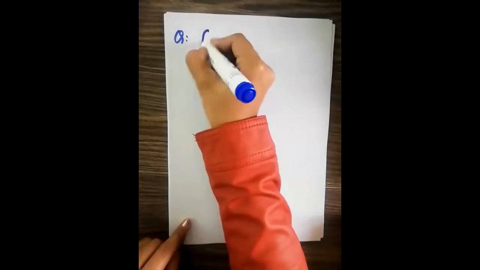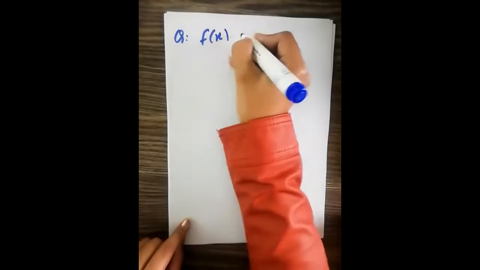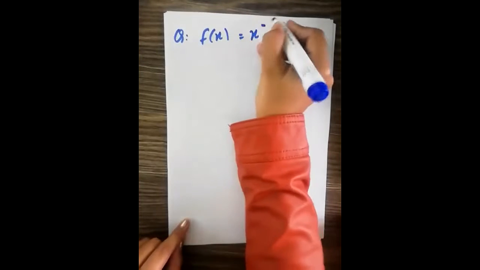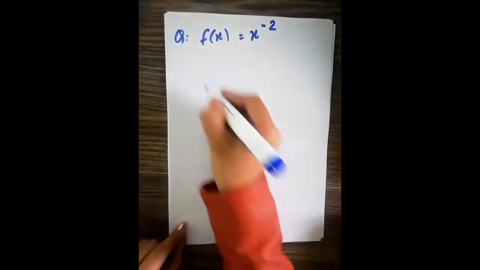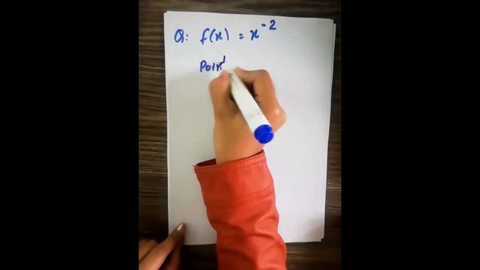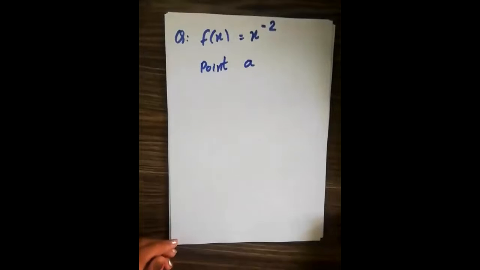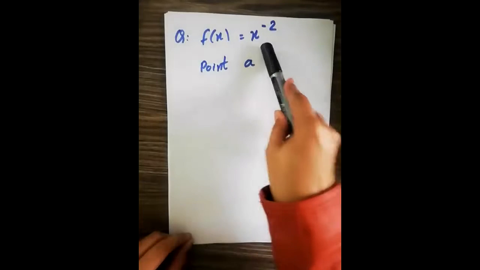So, what is the question? The question is to find the derivative of function f of x is equals to x raised to power minus 2. Find the derivative of function at point A. This is the question. We have to find the derivative of this function at point A.